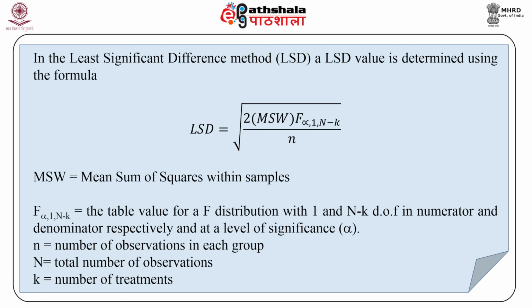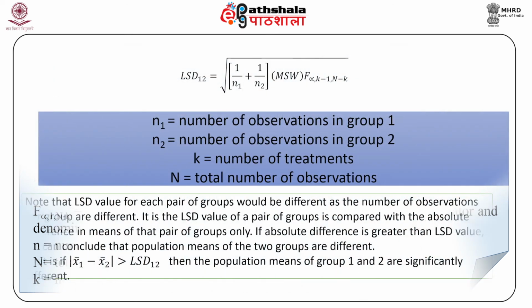Small n again is the number of observations in each group, capital N is the total number of observations, and k is the number of treatments. Once again, we can see that the LSD value calculated by the above formula is compared with the absolute difference in means of paired groups. If the absolute difference in means of any two groups is greater than the LSD value, one can conclude that the population means of the groups in question are significantly different.